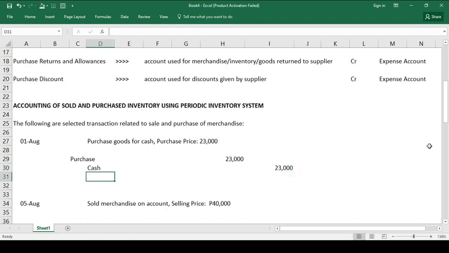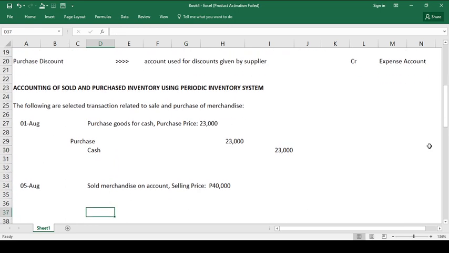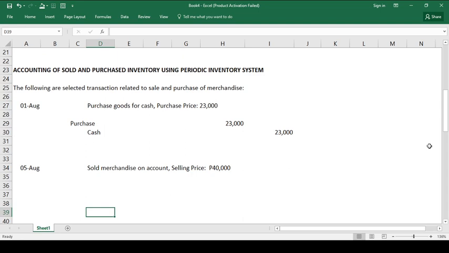Ganun lang po kasimple. We value received purchases for 23,000 pesos at its purchase price. Then we value parted with by crediting cash for 23,000 pesos. If there is a purchase of goods for cash, ganun lang po yung entry natin. And then, we have the next transaction here.